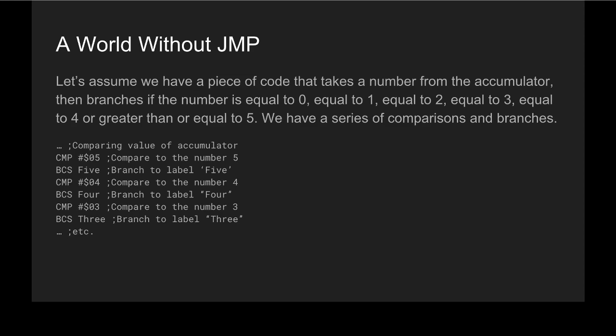So compare 5, jump to 5. Compare 4, jump to 4. Compare 3, jump to 3. The reason why I'm doing this is because if the number is 3, carry is going to be set for 4 and 5 as well. So you do highest number to lowest number. That way, when you check for things like carry, you jump at the first opportunity the carry is set.